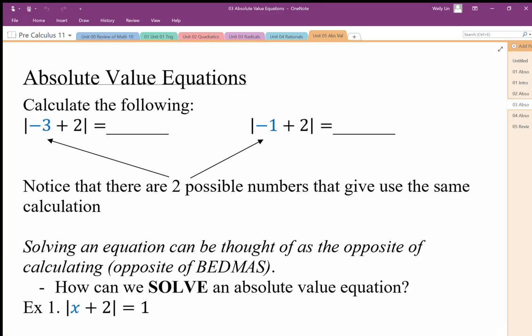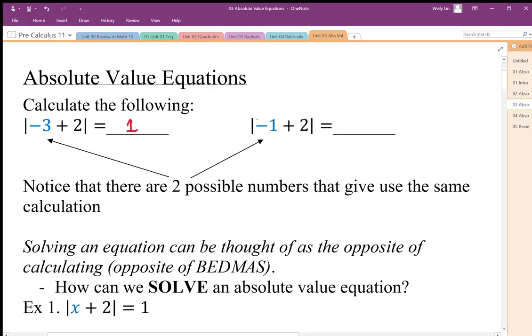So, solving absolute value equations. Let's take a look at the calculations first of all. Let's say we have negative 3 plus 2 and take the absolute value. Negative 3 plus 2 is negative 1, so the absolute value is equal to 1. Okay, so that's equal to 1.